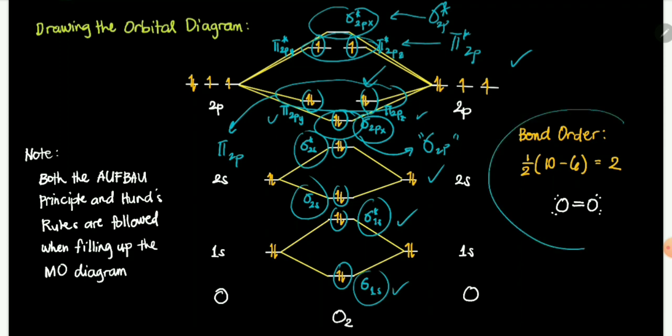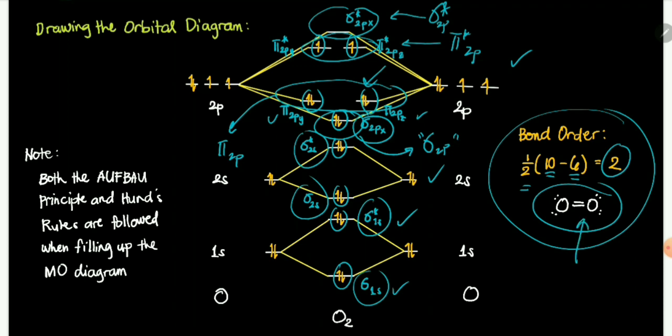Okay? So, computing the bond order, we have 10 electrons sa ating bonding molecular orbital, 6 electrons naman sa antibonding molecular orbital. We have 10 minus 6, that's 4 divided by 2, that's 2. So, therefore, yung Lewis structure natin ng oxygen is containing a double bond. Okay? So, check natin. So, for the bonding molecular orbitals, 2, 4, 6, 8, and 10. So, kapag naman sa antibonding, 2, 4, 6. Okay? So, that's for oxygen.